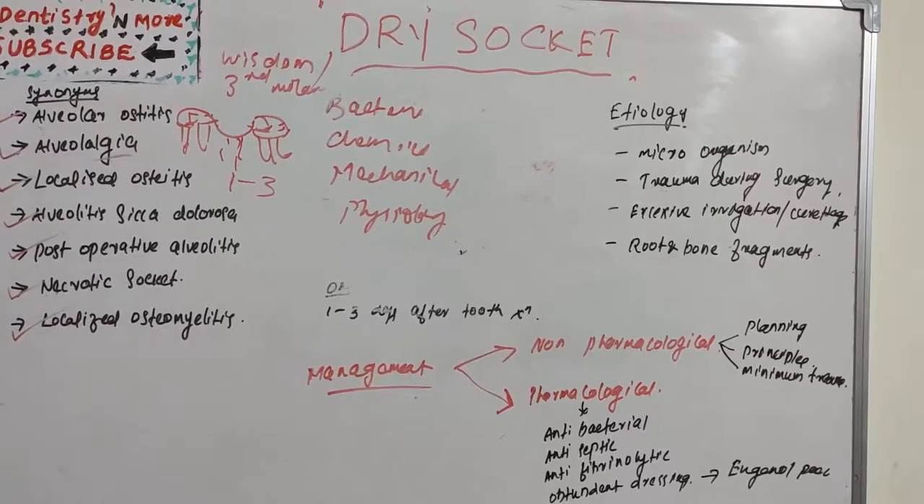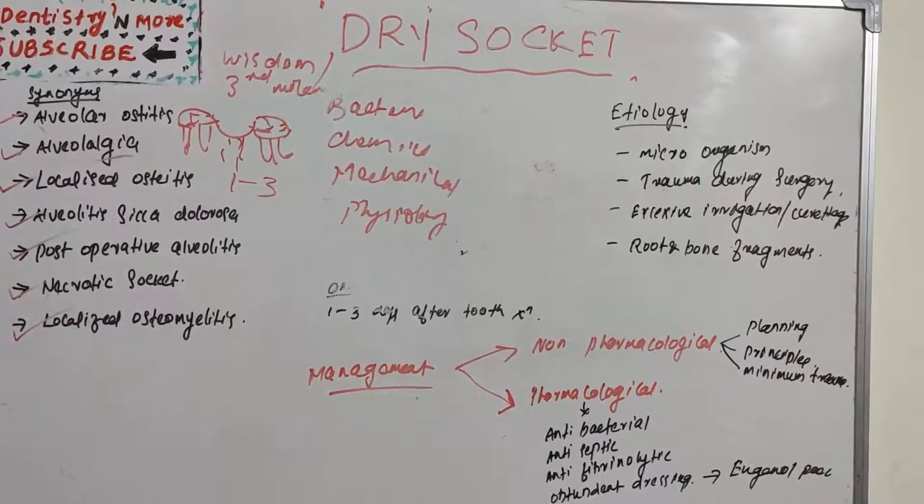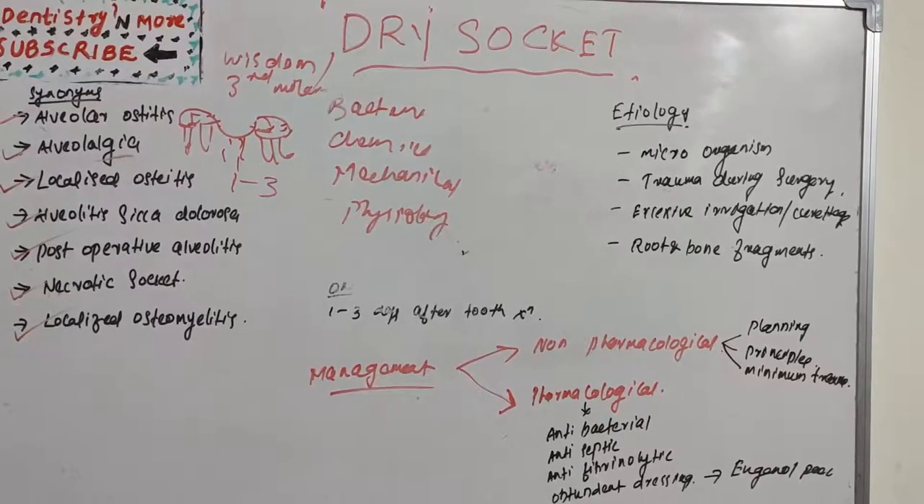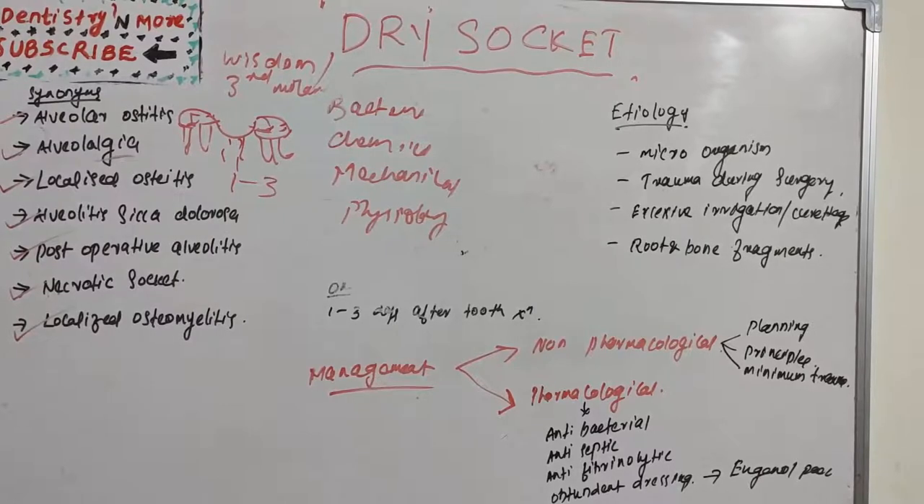So that is a bacterial cause. Whereas a chemical cause is nicotine used by smokers. Smoking is a big factor which causes a decrease in the blood supply in the mouth, and as a result the blood clot may fail to form at the site of the tooth extraction. So that is a chemical cause.